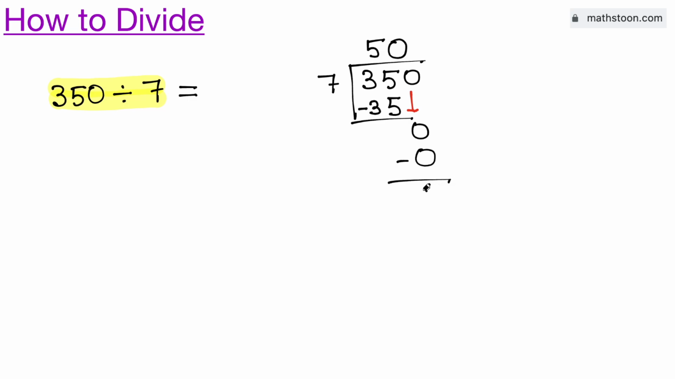Subtract, we get 0. As we have no number to bring down here and got the number 0, so we will stop. Therefore, 350 divided by 7 is equal to 50. And this is our final answer.